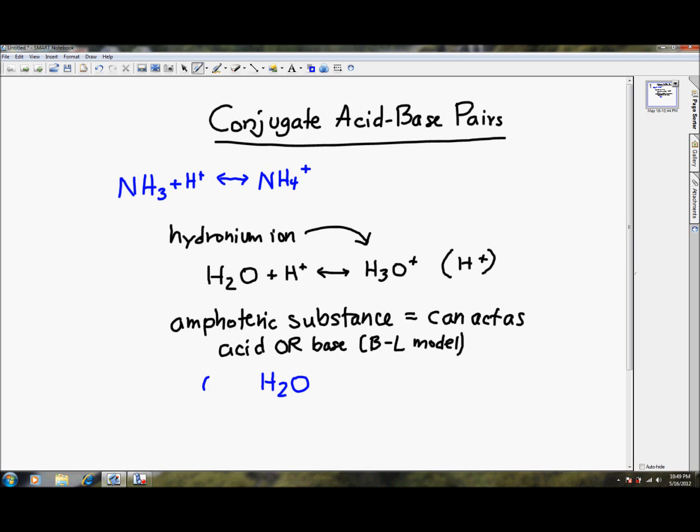If H2O is being an acid, that means it's donating a proton and leaving hydroxide behind. If water is being a base, water is accepting a proton and creating the hydronium ion.